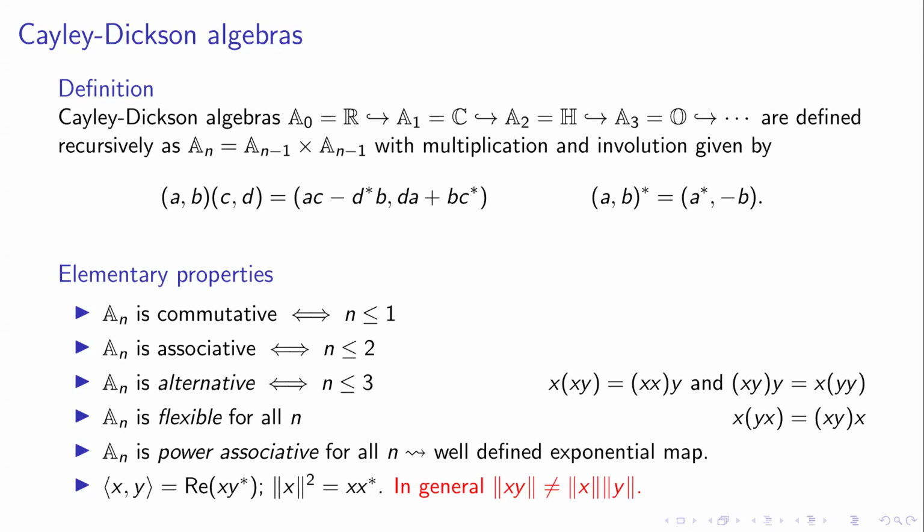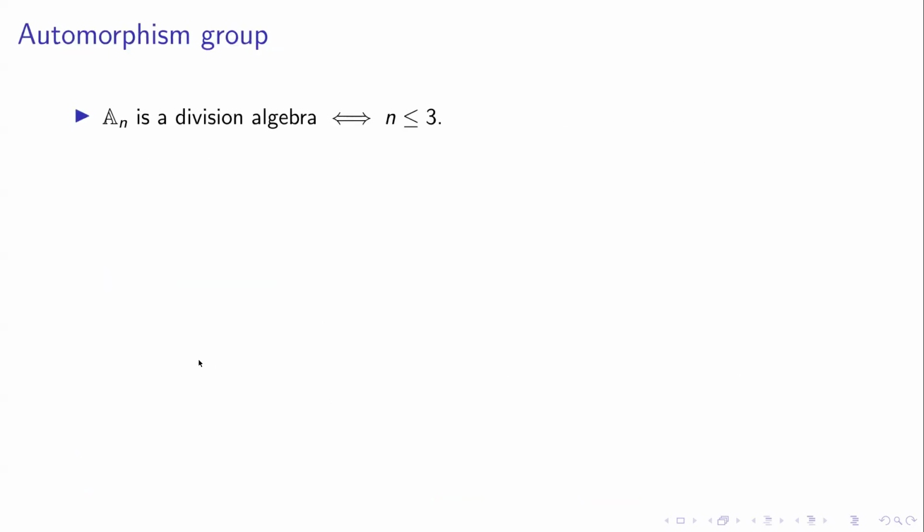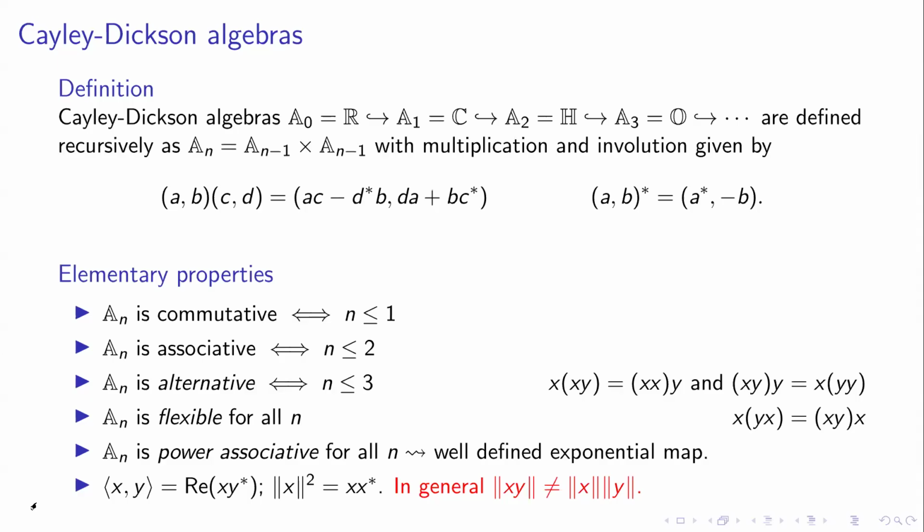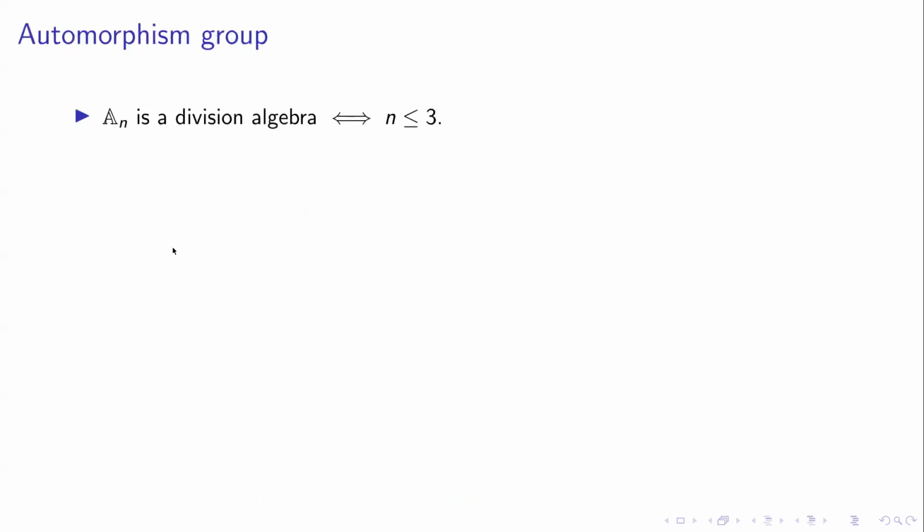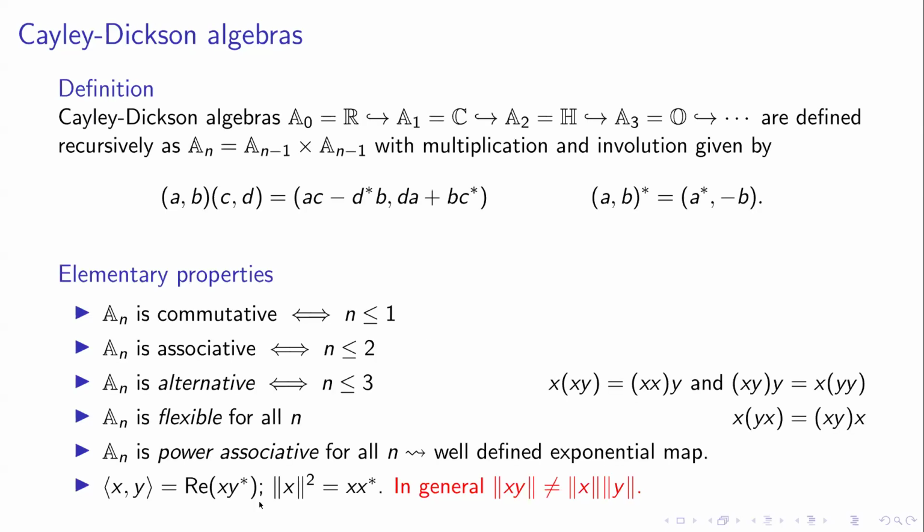Some elementary algebraic properties of the Cayley-Dickson algebras are the following. The first two are commutative. Then you start to lose some properties. They are associative only up to the quaternions. They are alternative up to the octonion algebra.